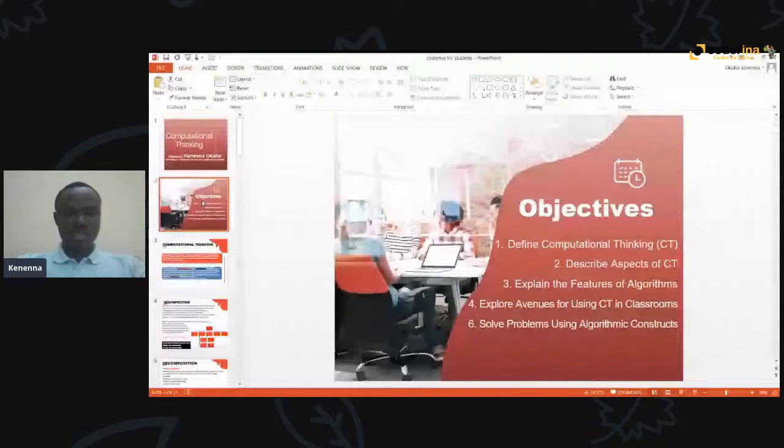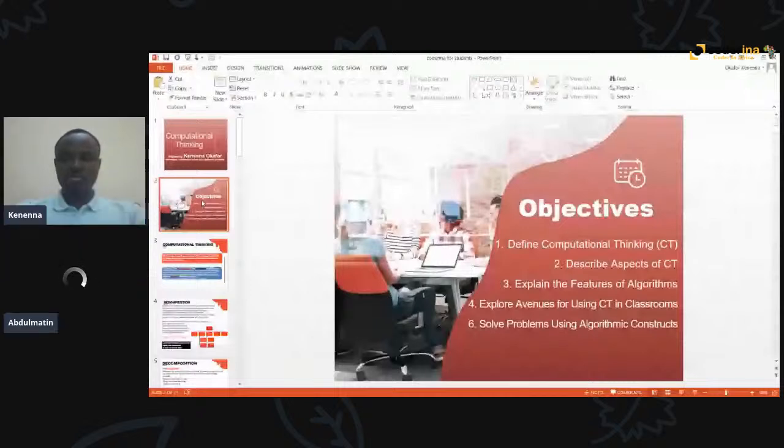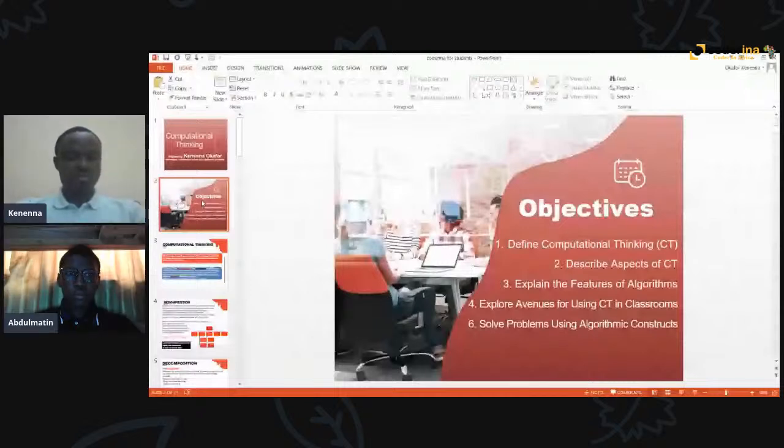And then lastly, we should be able to solve basic problems using algorithmic constructs, algorithmic processes, to be able to problem solve, because that's what thinking is about, right? Computational thinking is about solving problems. So what are these processes? We need to use the processes involved in algorithmic thinking to solve problems. All right, so that's that so far.